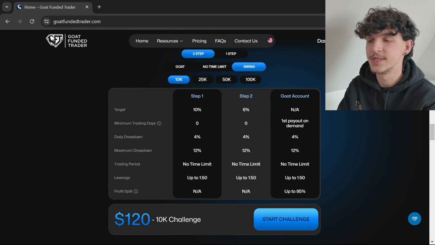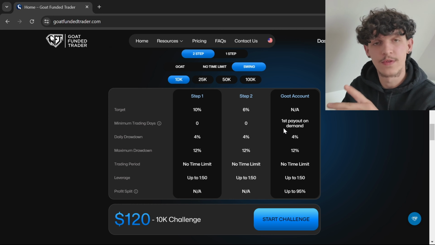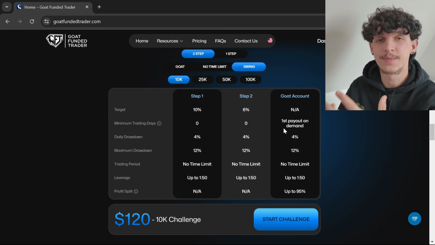And then we have the GOAT account. So this is when you are funded. This is when you pass stage one, stage two, and we get to a GOAT account, and you also have your first payout on demand with this account. So let's say, for example, we passed this $10,000 account, and then we went into the live markets and made $1,000.